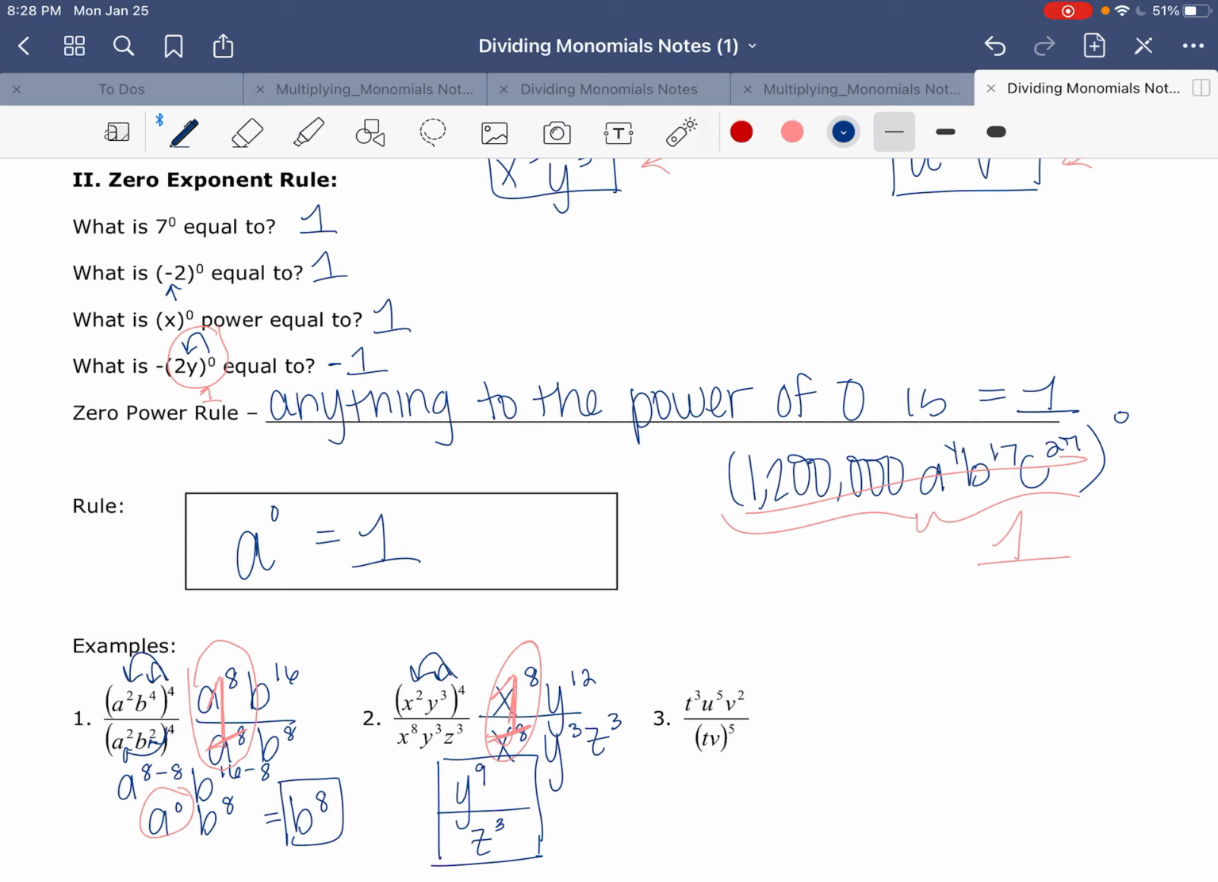So I want you to take a moment and pause, and I want you to attempt number 3 on your own. Remember, if you don't see an exponent on a variable, it's an understood 1. And whenever you're ready, go ahead and unpause to see if you got it right.